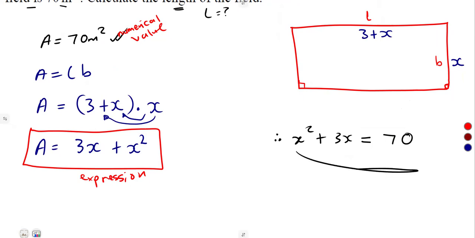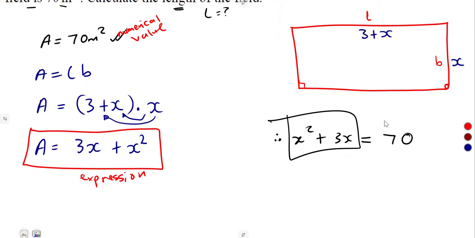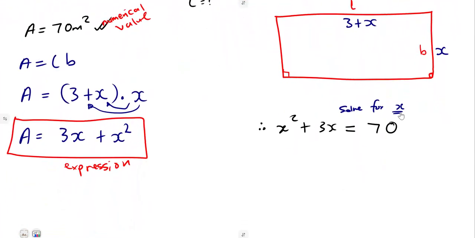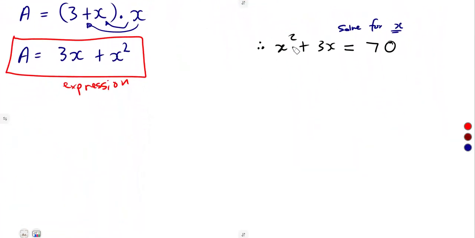These two represent the same thing, only that this is in terms of x. This one is numerically given, but they are equal. So by equating these, we have formed an equation which you can solve for x. And by solving for x, we can determine the length, because length is given as 3 plus x. That is it. So the question is, how do you solve for x? What is that you have now? A quadratic equation. The highest power is 2. You have formed a quadratic equation.